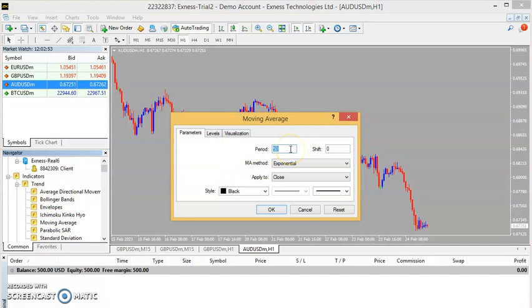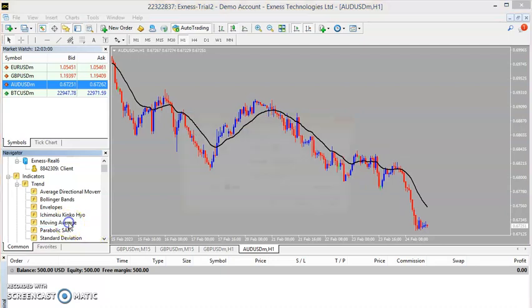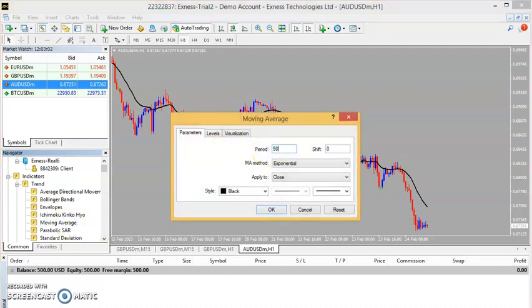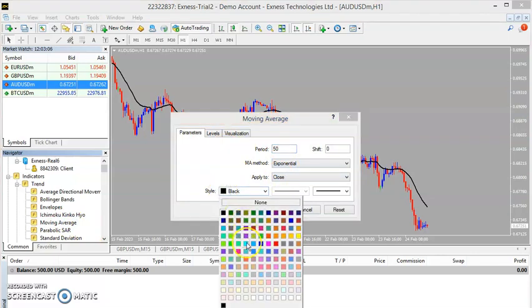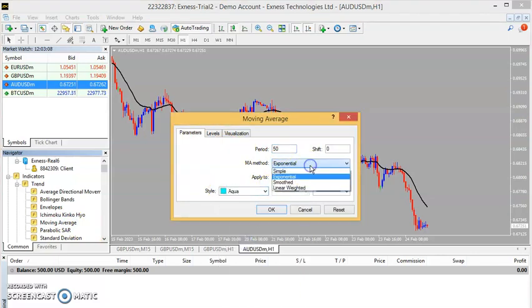So let's say I want to have a 20 EMA cross over a 50 EMA. Let's say 50, and I want to make 50. The first one was black. So let's say I want to make this aqua color. You can have simple, you have exponential, smoothed, linear. It depends on which one you choose. They are virtually almost the same thing, just slight differences. So for me, I prefer to use exponential.